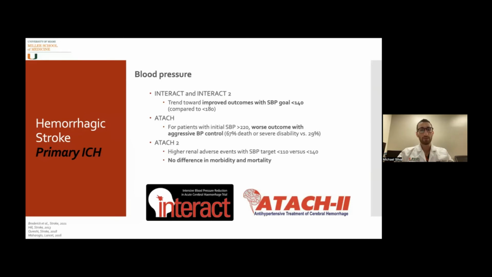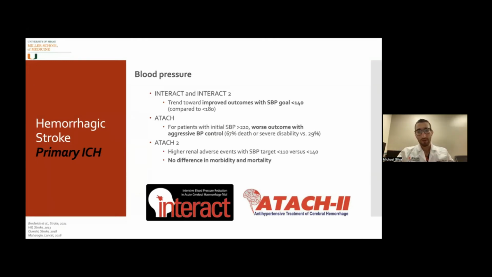ATTACH took a different spin, and they looked at patients who presented with very severe hypertension, with a systolic blood pressure greater than 220. And they found there was a significantly worse outcome with aggressive blood pressure control. And again, it's very significant: 67% versus 29% death or severe disability.